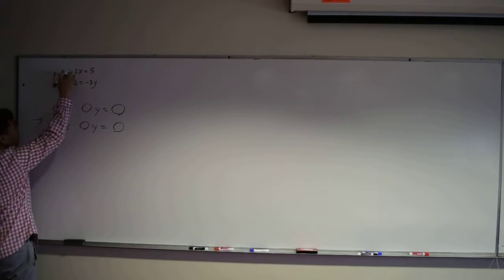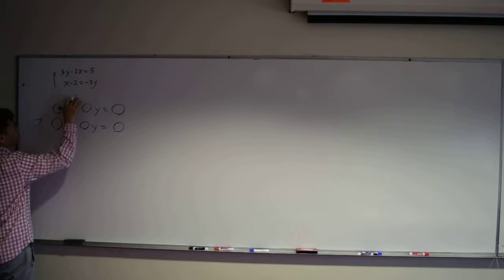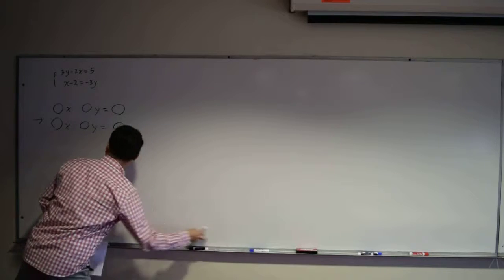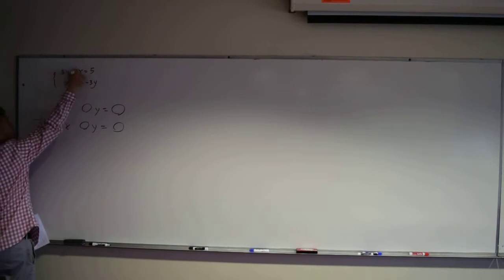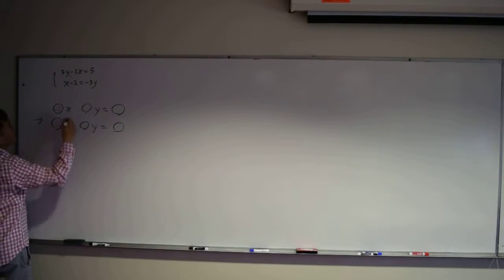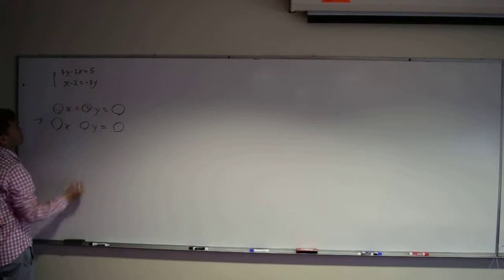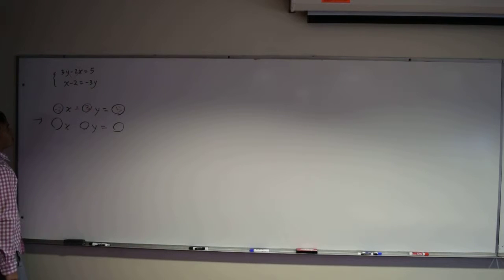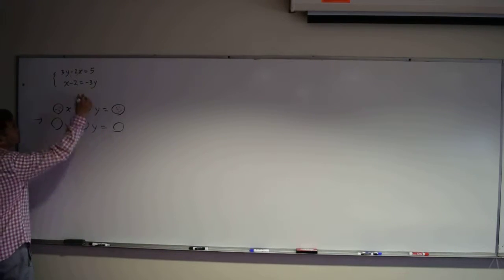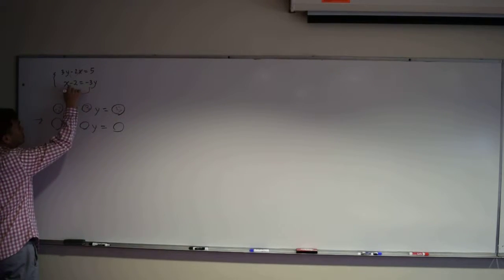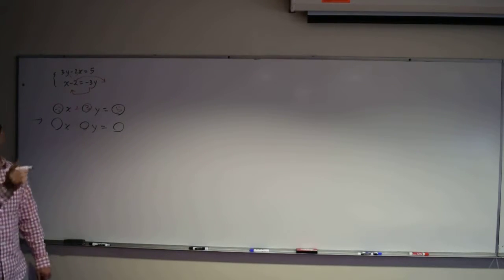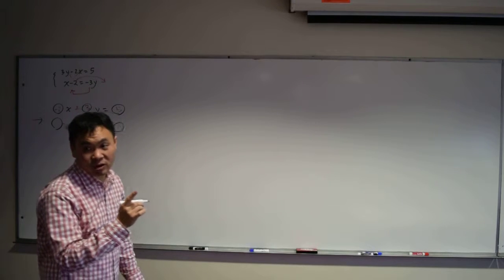To make the first one look like this, you just have to switch these two around, right? So I'm going to put negative 2x, that's what you have, and that's plus 3y, and then 5 is here. Okay? And then for this one, I need to bring the negative 3y here and bring the negative 2 to the other side, right? When you move terms, their signs change, right?